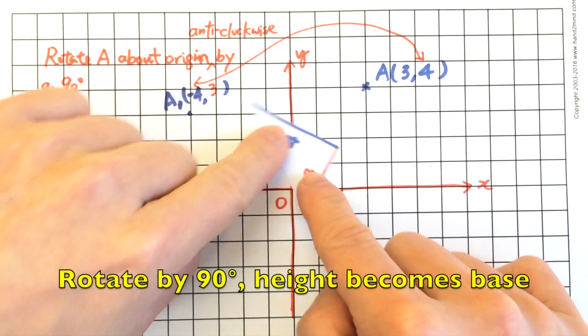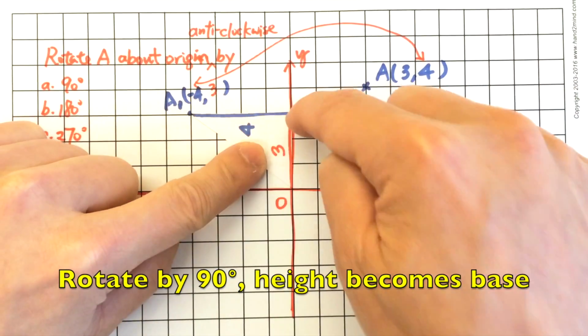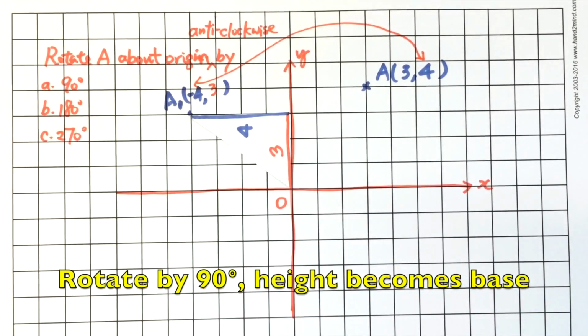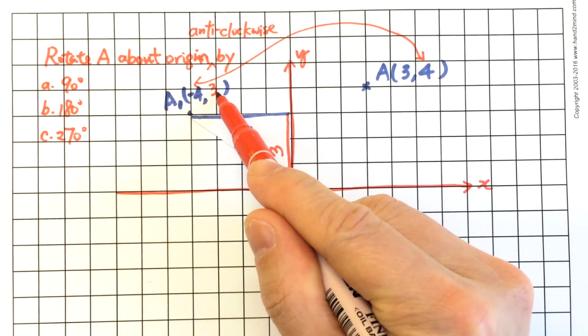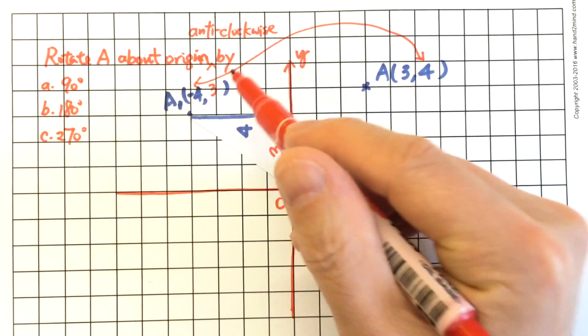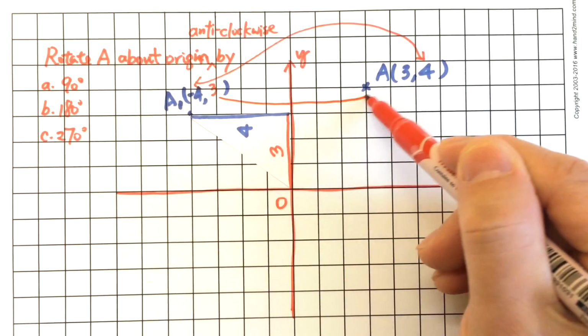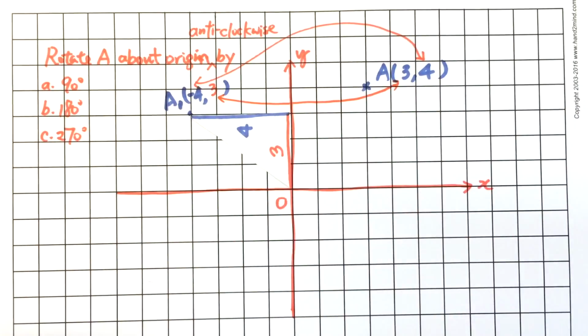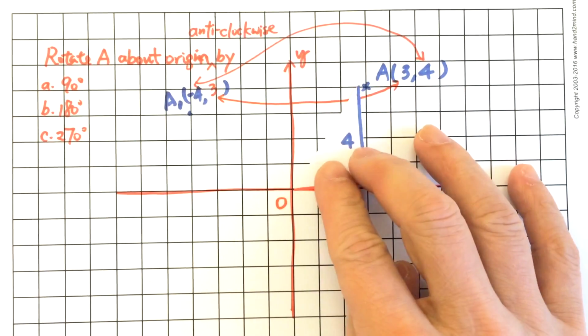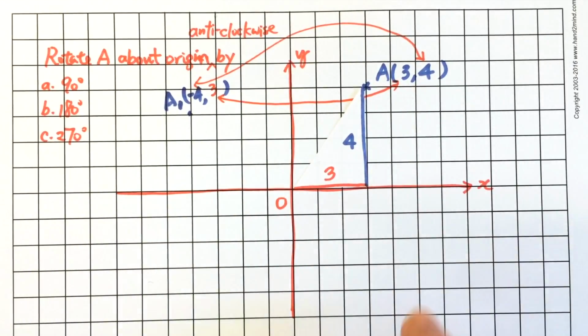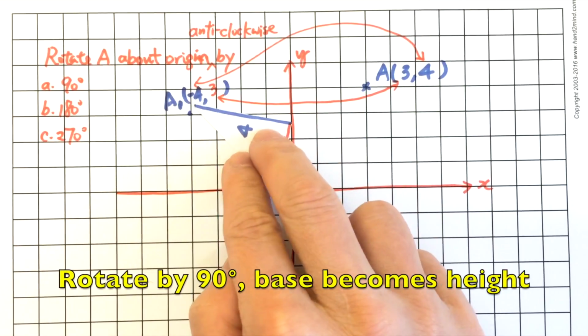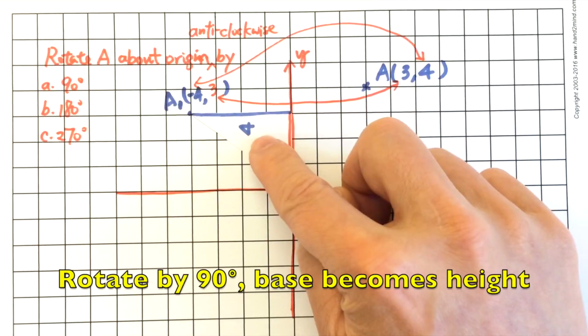But after the rotation, the height becomes the base of the triangle. The y-coordinate of A1 is 3. This number also comes from the x-coordinate of point A. We can see why from the rotation of the triangle, because after the rotation, the base becomes the height.